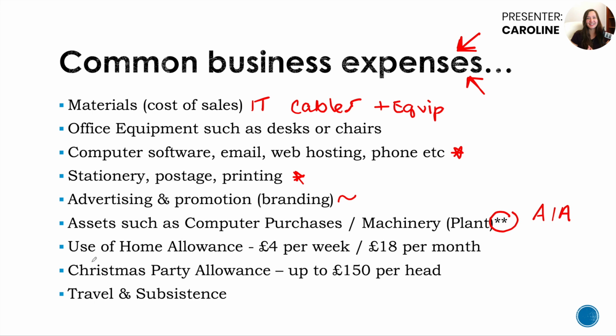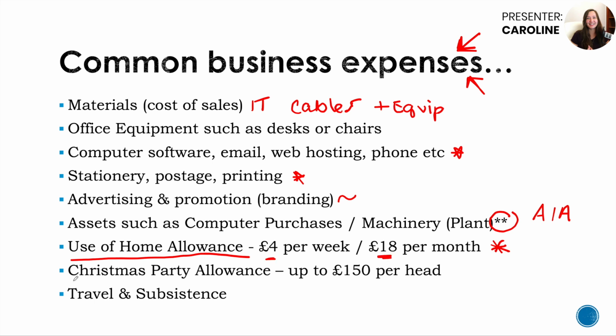Use of home allowance, now this one is just like a general allowance HMRC gives you. It's £4 a week or £18 a month, and this can be claimed without any receipts, and it's simply to go towards any electricity, water, things used up at your house that may have happened because you have conducted some business from your home address.